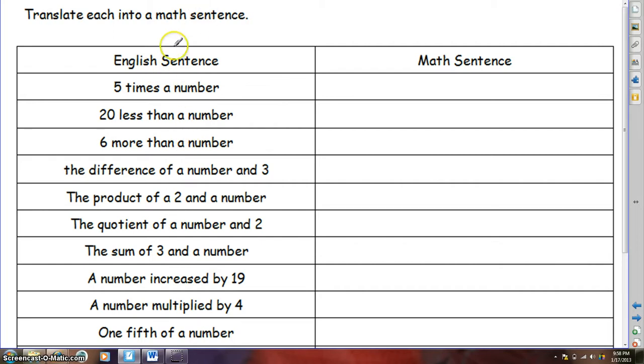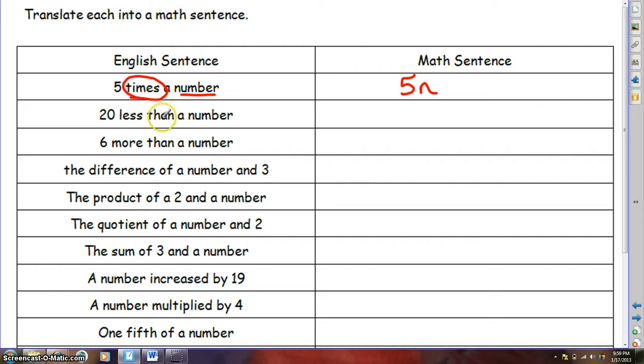So we want to look for those key words. For this first one, times means we're multiplying a number, that's where our variable goes. So this would be 5 times n. Remember, I can't use an x to mean multiplication anymore. So it's just 5n. I don't need any operation in between it.